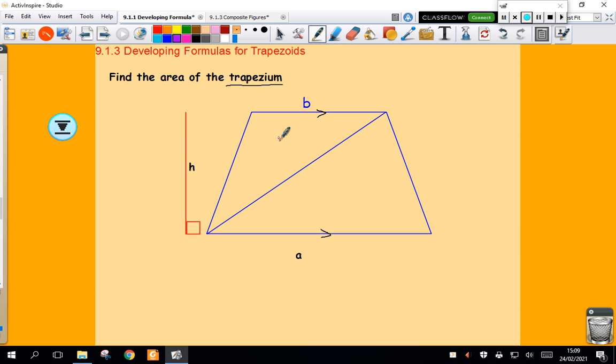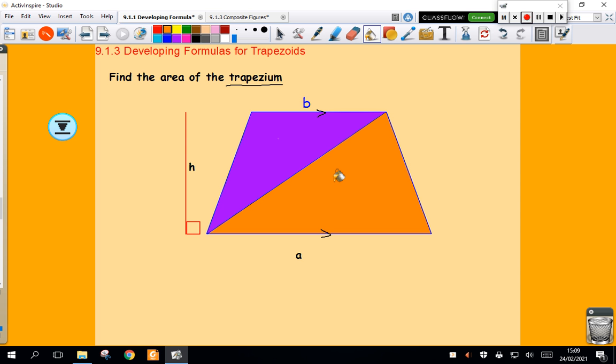They will not be congruent, though. We're not talking about congruent triangles. We're talking about two non-congruent triangles, in fact, because they have different bases. So they will not be identical. Again, the trapezium is made up of the area of this triangle and the area of this triangle.